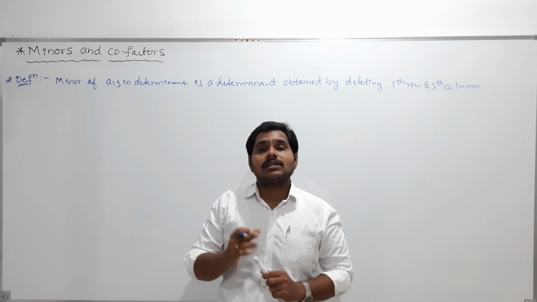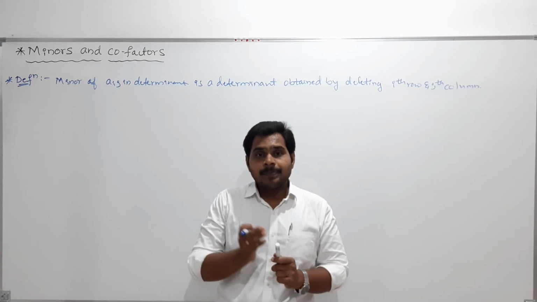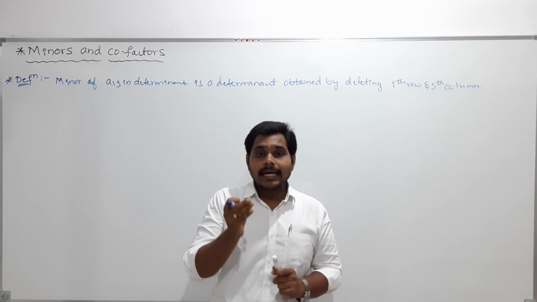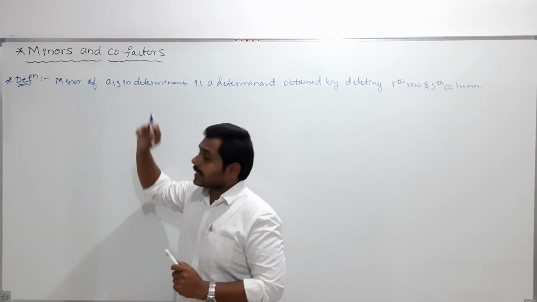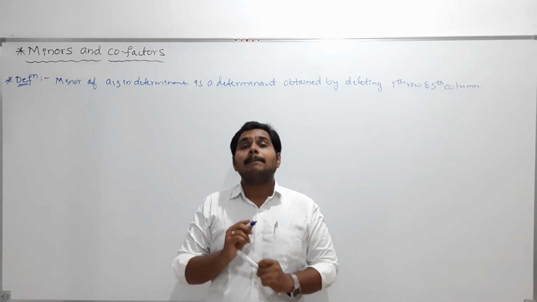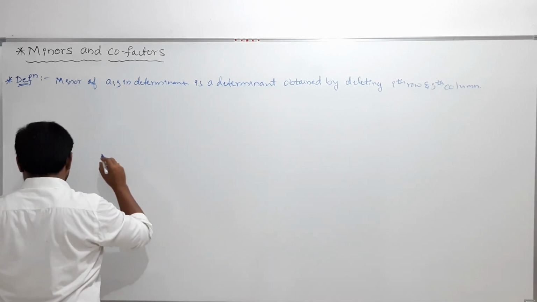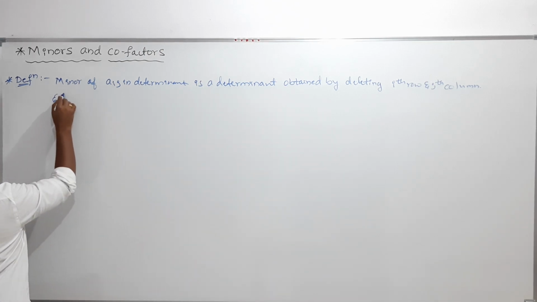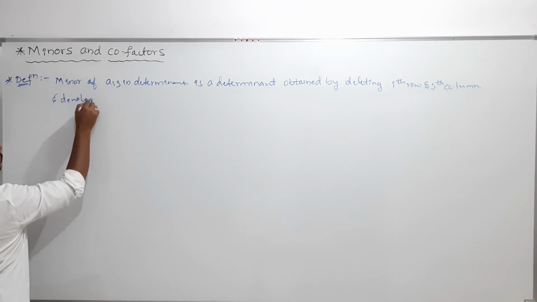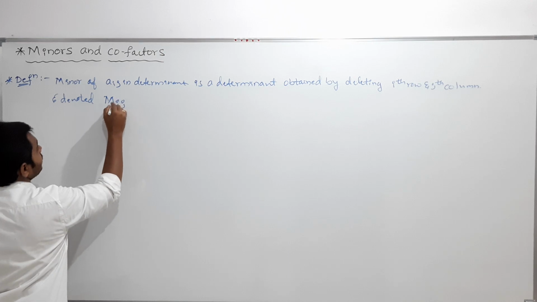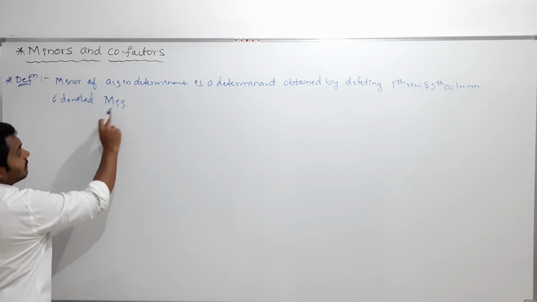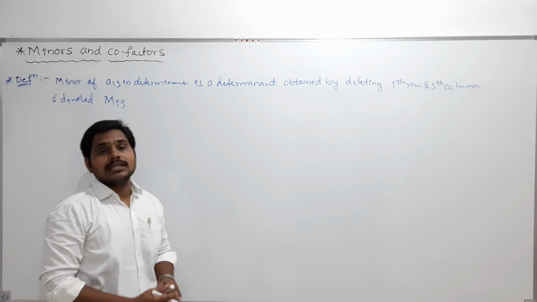So the minor of Aij means what? It is the one determinant obtained by deleting the ith row and jth column where Aij lies. That we can call the minor, and it is denoted by, so how will we denote? It is denoted by Mij. So Mij means what? It is the minor of the ith row and jth column.